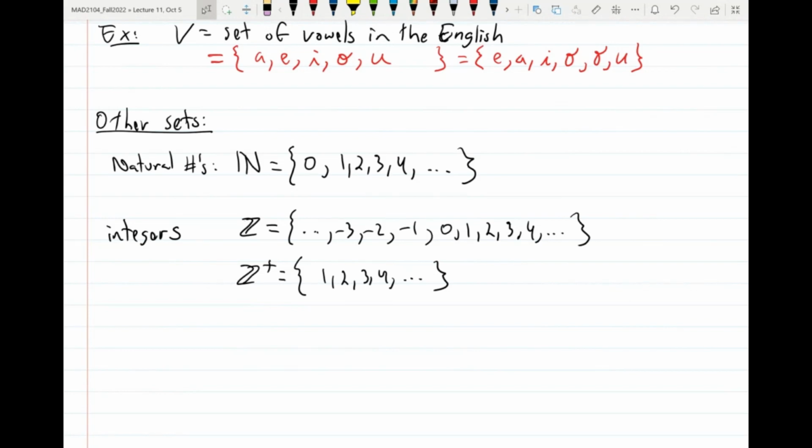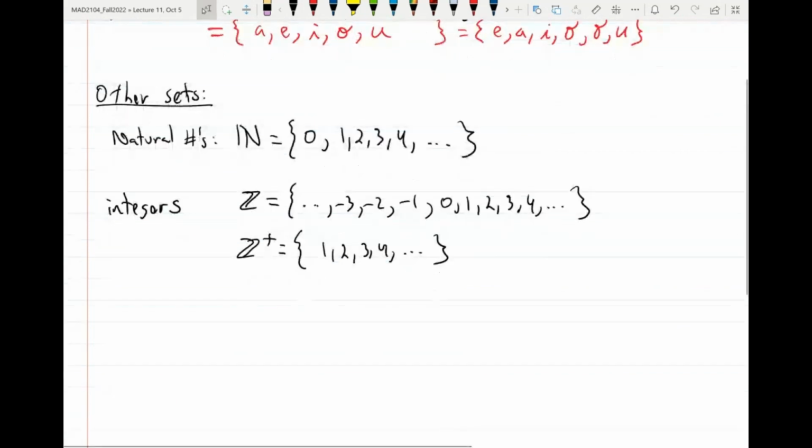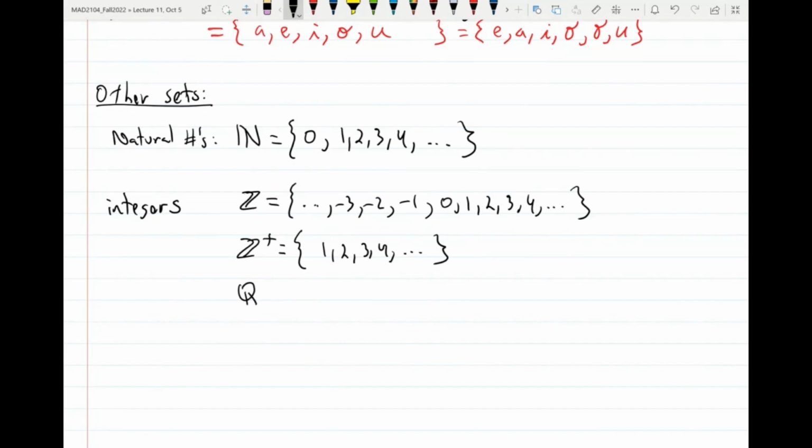But for example, sometimes there are sets that are not that easy to list the elements. Listing means that there is a natural order. Like, you can tell this is the first guy, this is the second guy, this is the third guy, and so on. Okay? Now, how about the rationals?